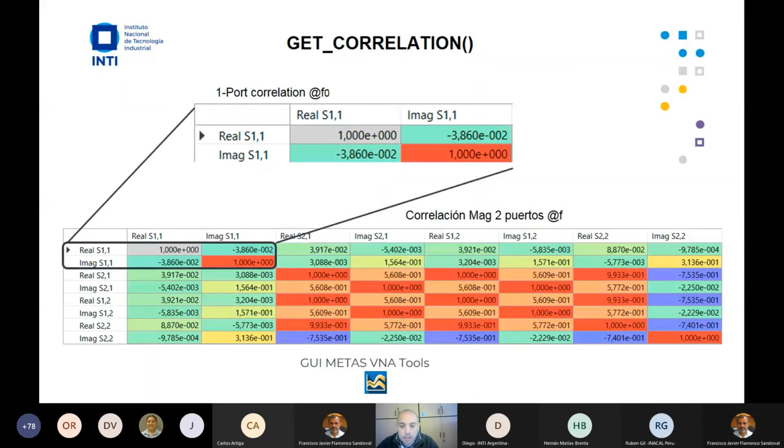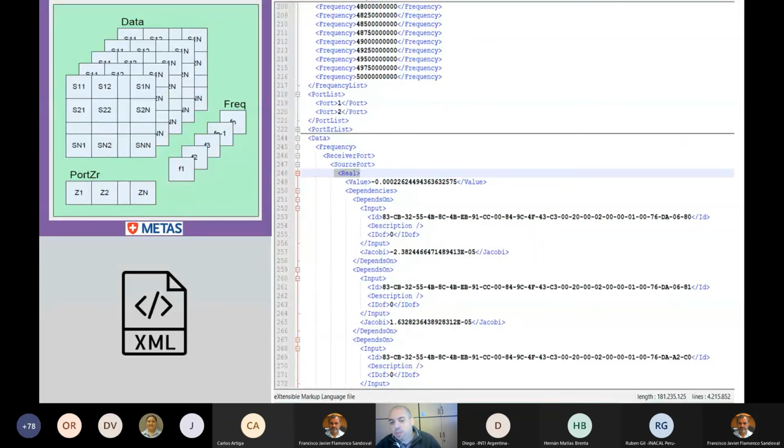Once we have this XML file, the whole measurement process is already there. The DNA of the measurement is there. It doesn't matter if we are talking about higher frequencies or the metrological area. It's the same concept.